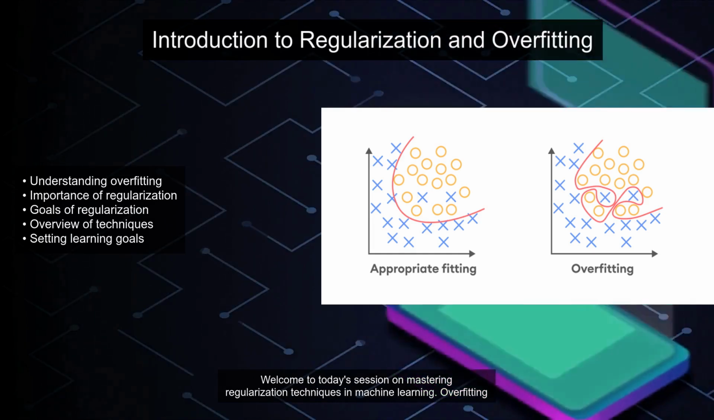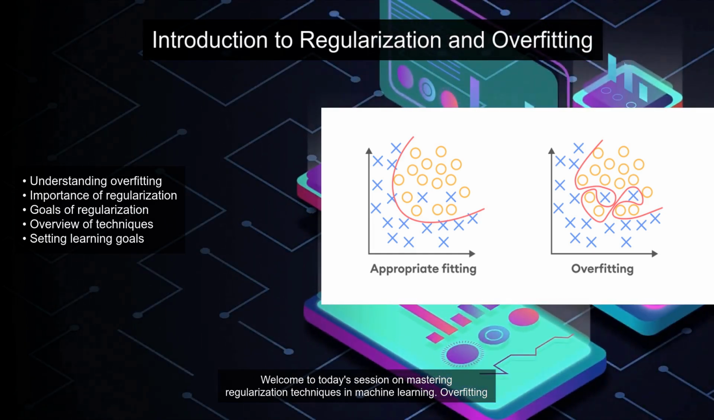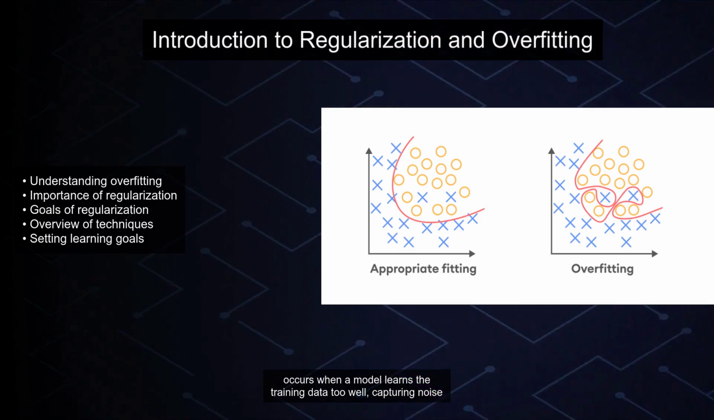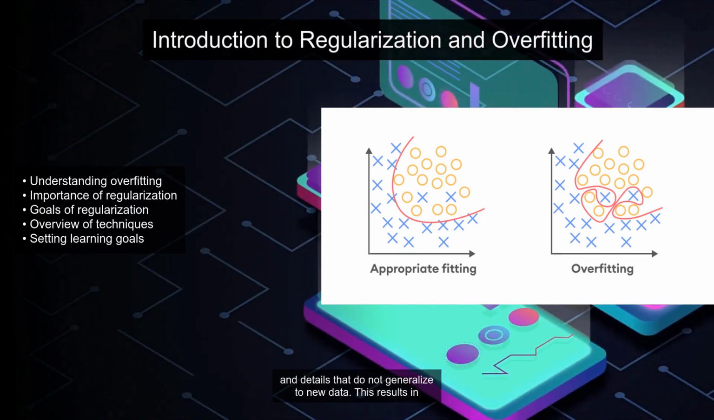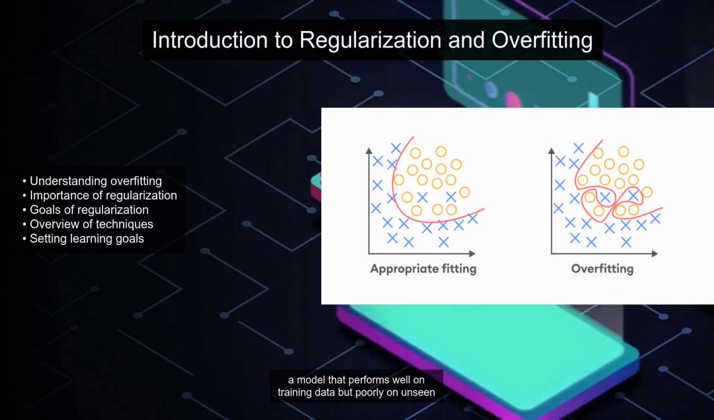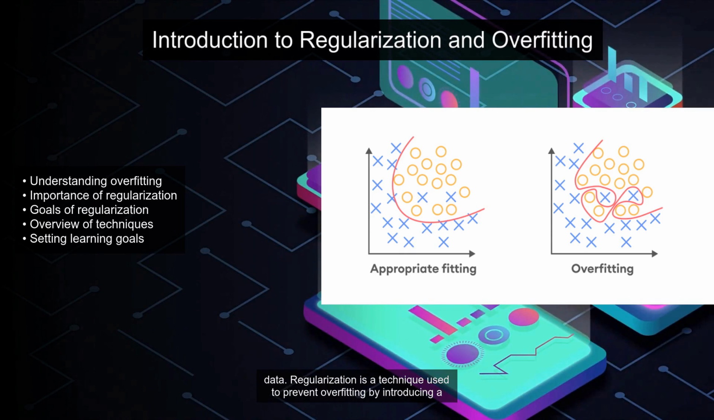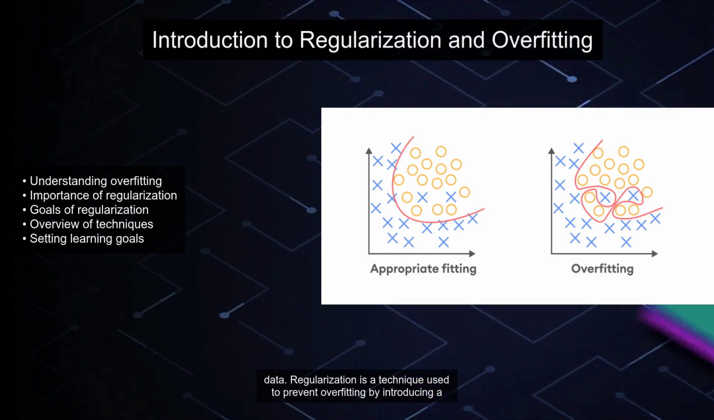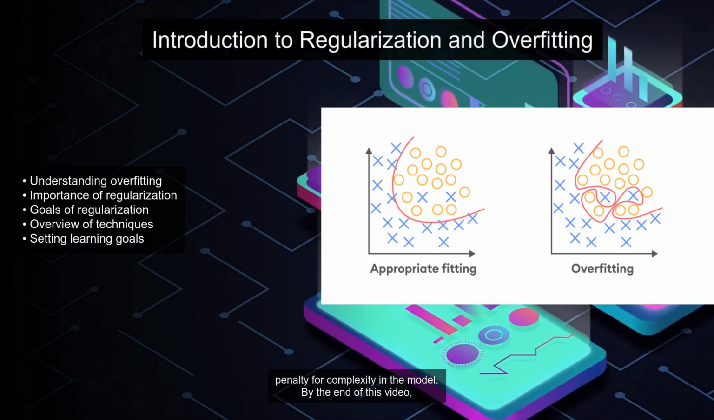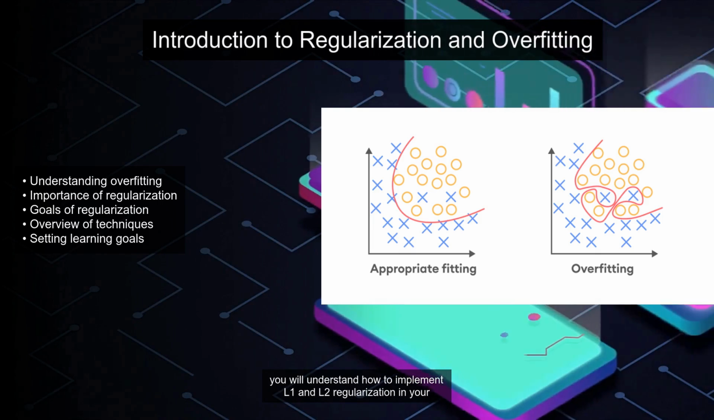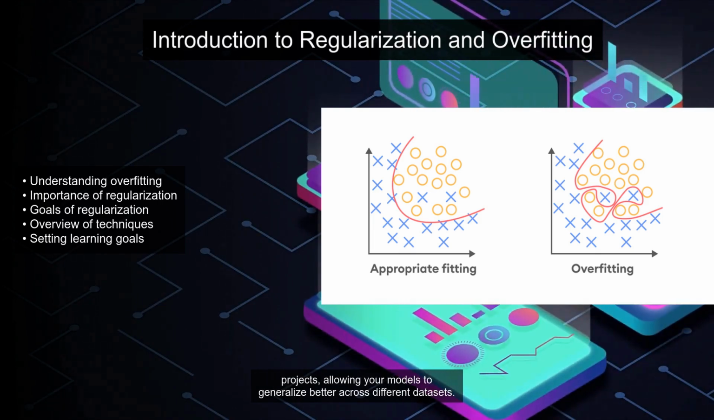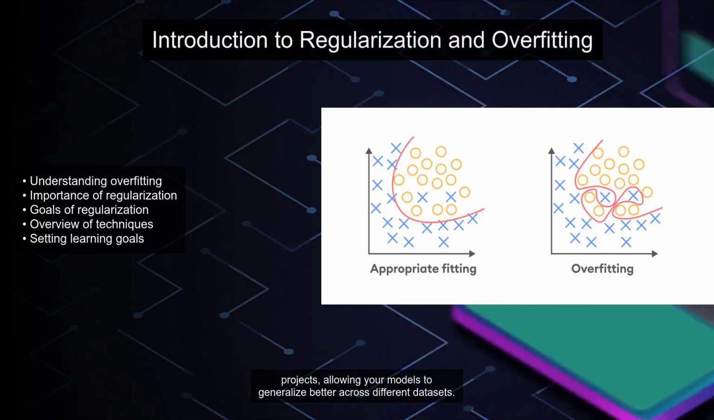Welcome to today's session on mastering regularization techniques in machine learning. Overfitting occurs when a model learns the training data too well, capturing noise and details that do not generalize to new data. This results in a model that performs well on training data but poorly on unseen data. Regularization is a technique used to prevent overfitting by introducing a penalty for complexity in the model. By the end of this video, you will understand how to implement L1 and L2 regularization in your projects, allowing your models to generalize better across different datasets.